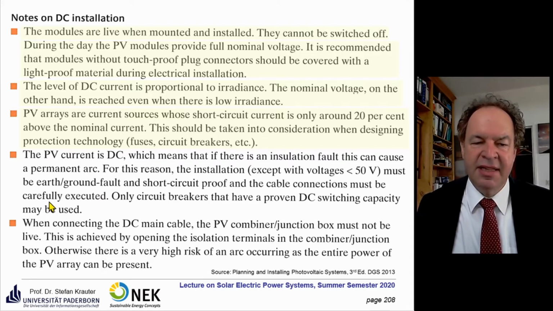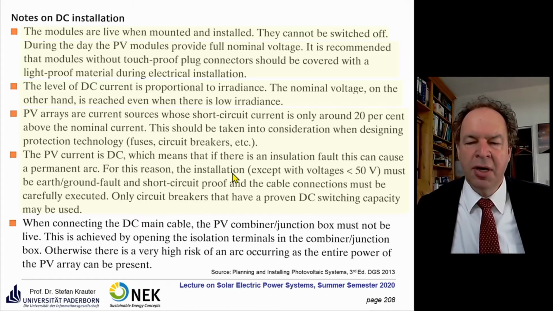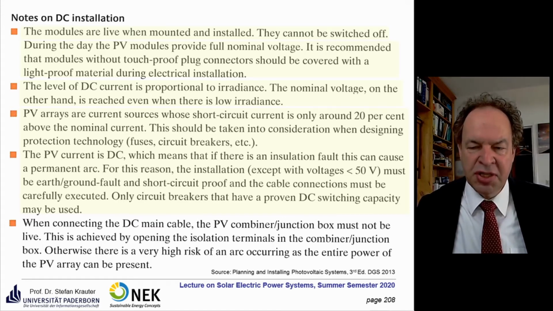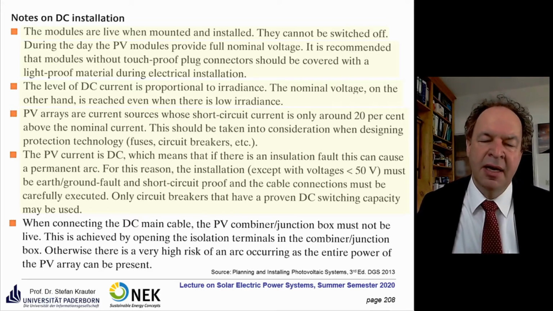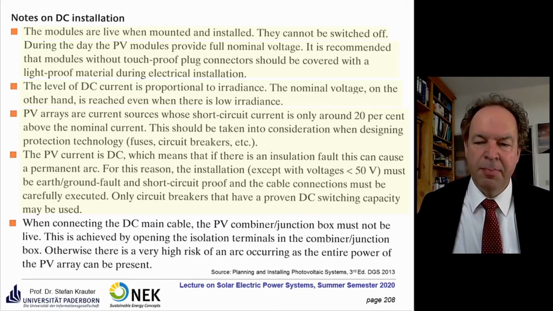Also important is that the current is DC. That means there could be a permanent arc. Therefore you should consider special fuses and switches which are designed for DC, so the contacts are a bit farther apart than for AC fuses and AC switches. You should really make sure that you have certified equipment for that: the fuses, the switches, and also the terminal boxes and the connectors and so on.